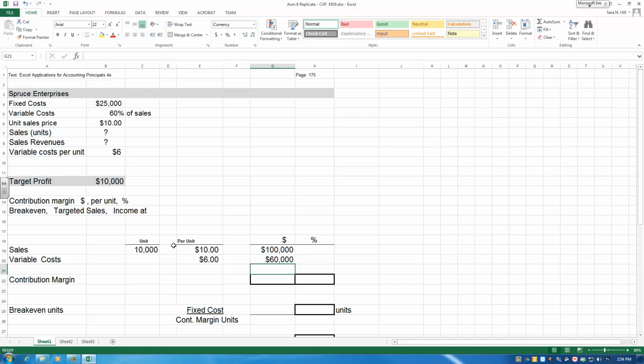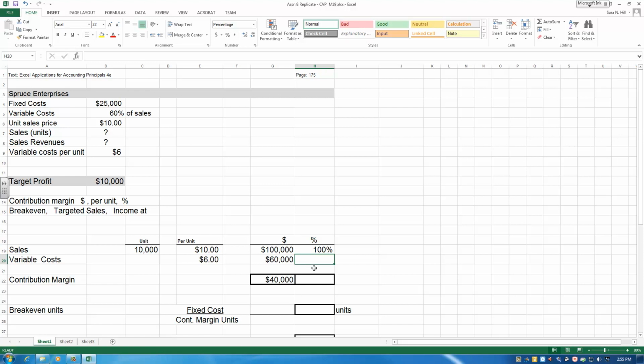So now we want to know what our contribution margin is. The formula again was revenues minus variable costs. So we can go ahead and just say equals revenues minus our variable costs. But then we're also interested in the contribution margin percentage. Okay, so here, when we're talking about sales, it's always on sales. So this formula would simply be G19 divided by G19, or 100%.